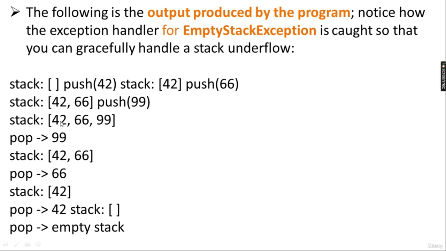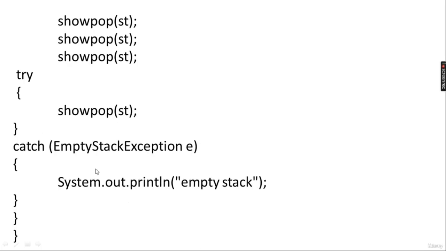So first in, 42, it will be out last. While popping, 99 will come out first. Then our stack will be 42, 66. Why? Because pop also deletes the element. Pop 66, stack is 42. Pop 42, stack is empty. And pop on an empty stack, like an empty stack exception, it is printing empty stack.